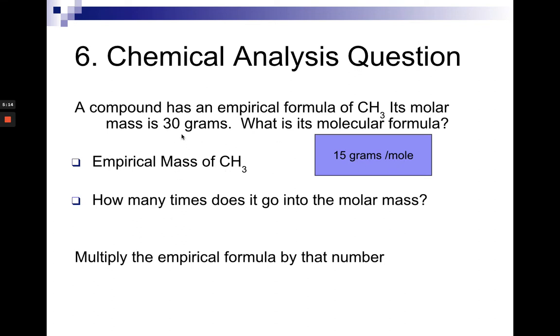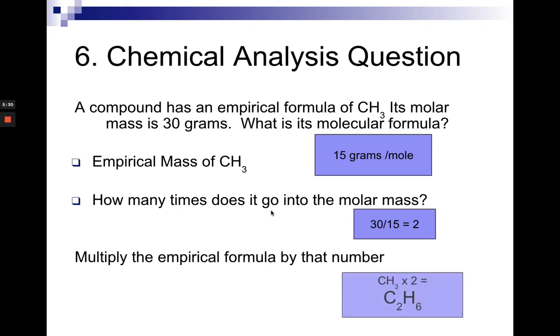Now we know that the actual molecule has a molar mass of 30. So 15 goes into 30 2 times. That means we are going to have to multiply this empirical formula by 2. And again, in this case, we're going to be multiplying the subscripts. And so the actual molecule itself would be C2H6.